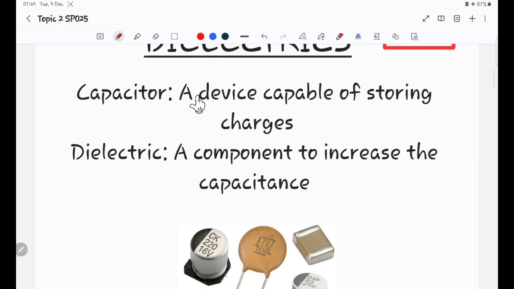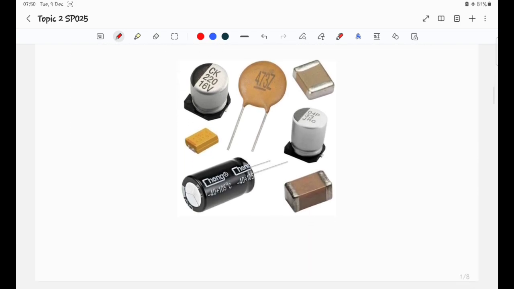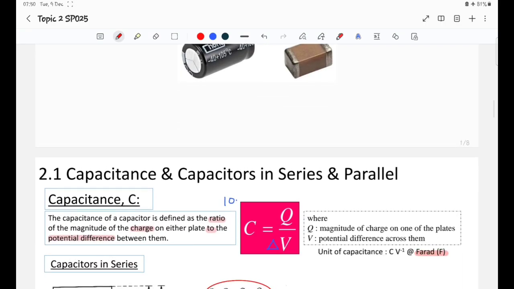Basically, a capacitor is a device that is capable of storing charges. I'm sure many have heard about the word capacitors and what they are commonly used for. And then we also have the dielectric, a component that we can use inside a capacitor that can help increase the value of the capacitance without changing the size of the capacitor. Here I have a few examples of the shape of capacitors. This chapter has 3 subtopics. Let's proceed with the first subtopic.